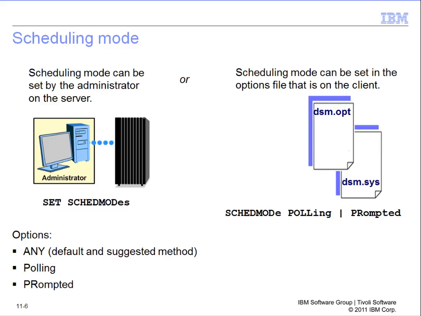To let TSM know which scheduling mode you're going to use, you can either use the set schedmodes command, followed by any, which is the default, prompted or polling, or you can add this to your dsm.opt or dsm.sys file and have schedmode polling or prompted.